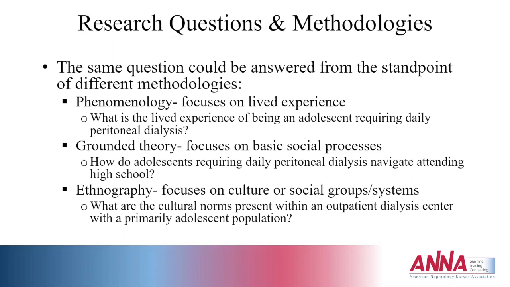If you're interested in how this population walks through their daily life, you might choose grounded theory, which focuses on basic social processes. This is appropriate when we're asking how something happens. So you might write a research question to ask, how do adolescents requiring daily peritoneal dialysis navigate attending high school?